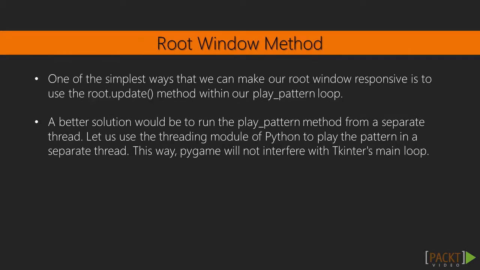One of the simplest ways that we can make our root window responsive is to use the root.update method within our play_pattern loop. This updates the root.mainloop method after each sound sample is played. However, this is an inelegant method because the control is passed to the main loop with some staggering experience in the GUI. Thus, you may experience a slight delay in the responses of other widgets in the top level. Further, if some other event causes the method to be called, it could result in a nested event loop.